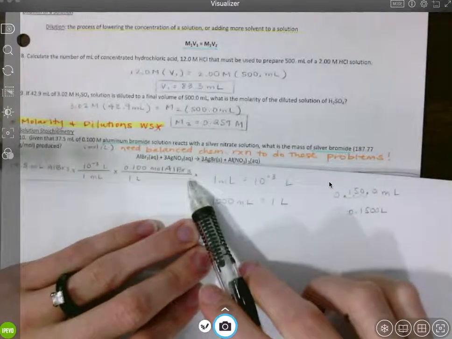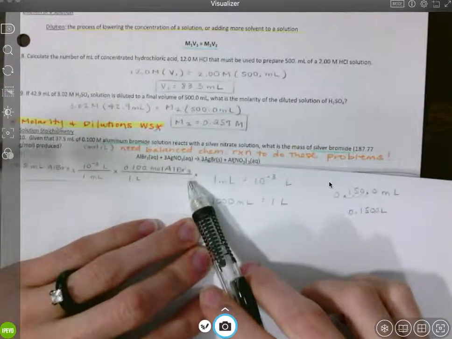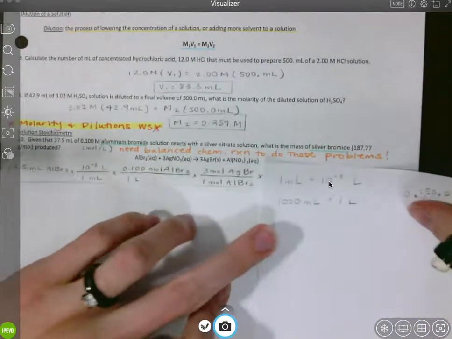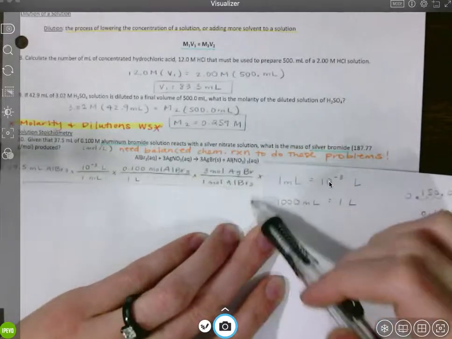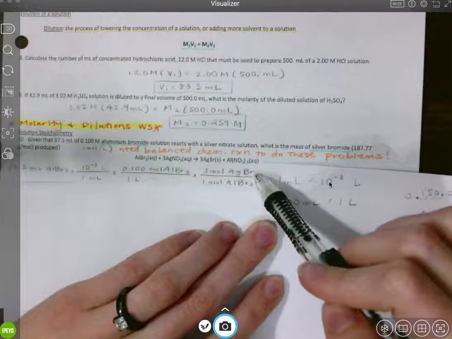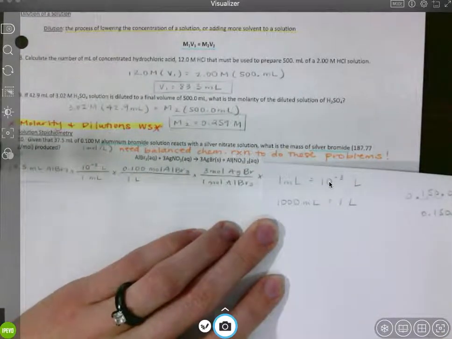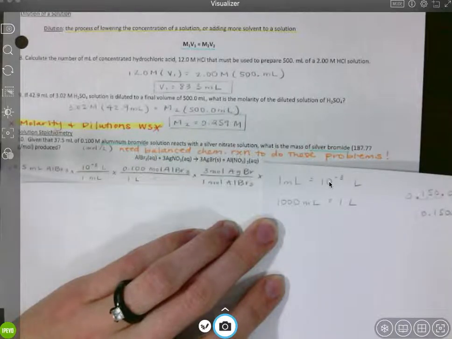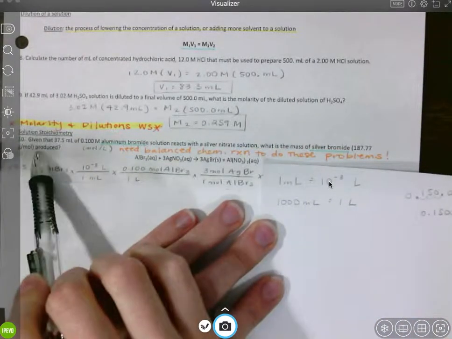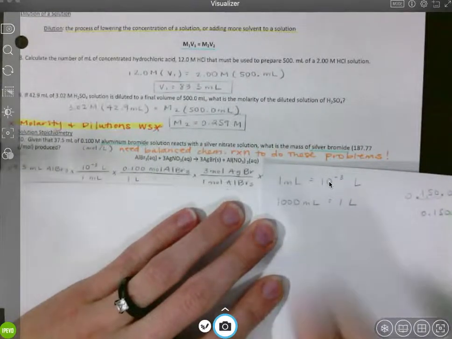So now that we're in moles of aluminum bromide, we can jump to another substance, doing a mole-to-mole conversion using our balanced chemical equation. So moles of aluminum bromide go on the bottom, so that those cancel out, and we have moles of silver bromide up top. Once we're in moles of silver bromide, we can figure out the mass of our silver bromide by doing a gram-to-mole conversion using our molar mass. So grams per mole, molar mass.